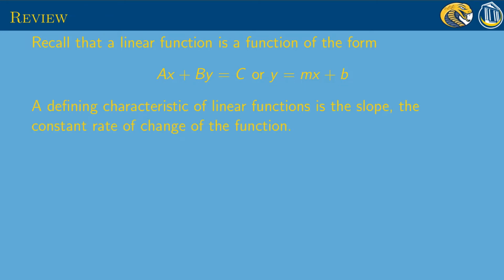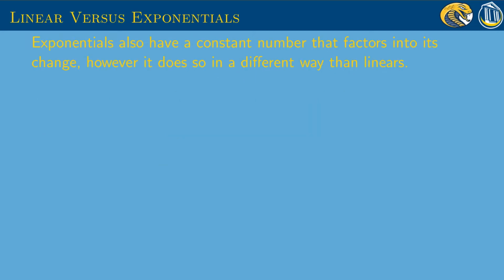An important characteristic of linear functions is that we have a slope, or the rate of change of a function, and we have a y-intercept, or initial value. It turns out that the slope, or the rate of change m, describes how the function is changing over time, and it's something that is added to the function each time step. Exponentials also have a constant number that factors into the way it changes, but it does so in a different way than linear functions do.